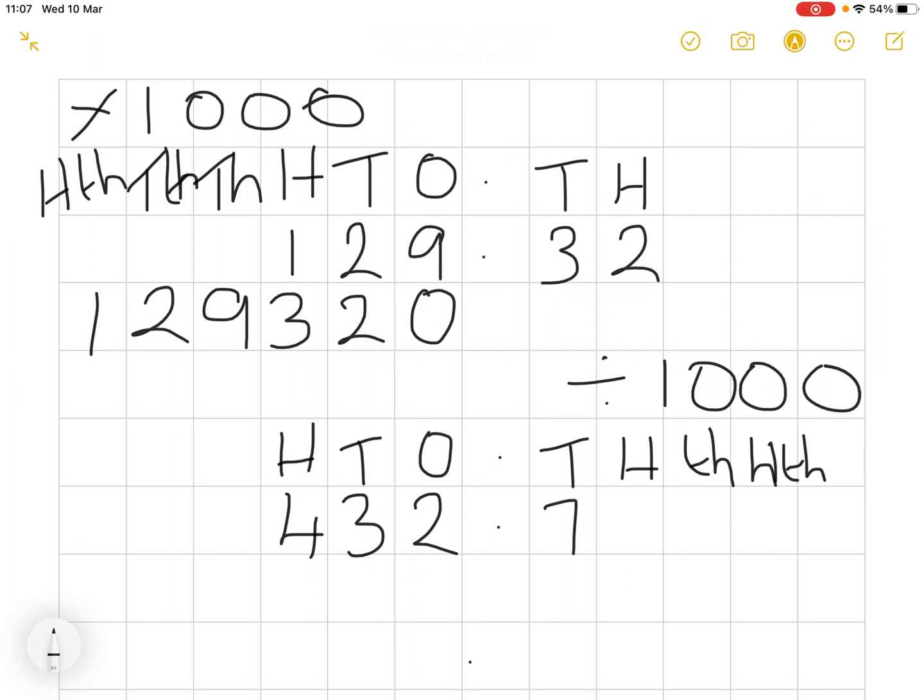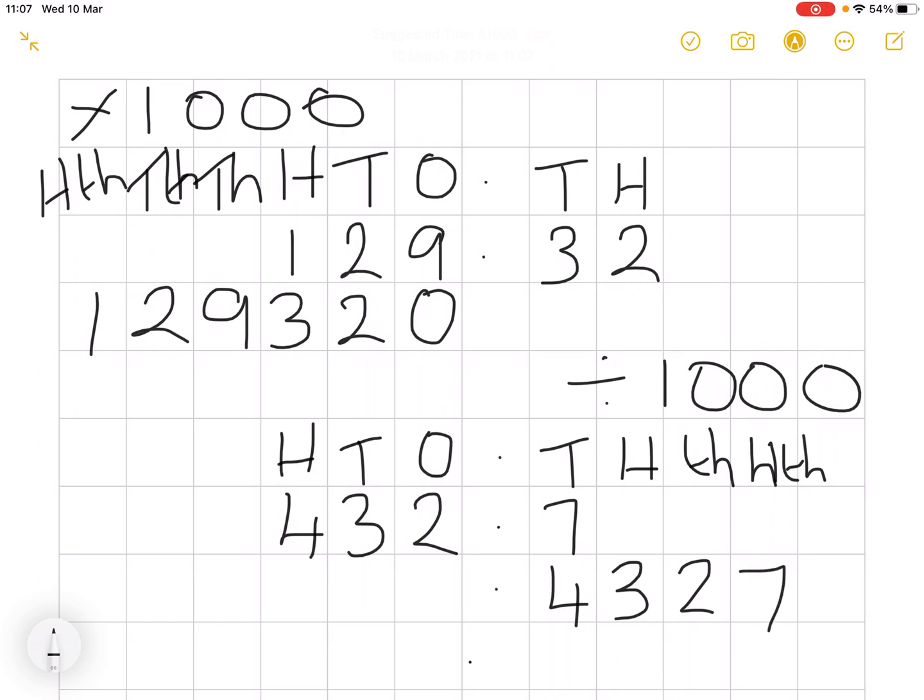So let's start with the 4 that's under the hundreds column and move that 3 places along to the right. So that will go under the tens column. Our 3 that is under the tens column, we're going to move 3 places along and we'll go under the hundredths column. I'm going to move our 2 3 places along, which will go under the thousandths column. I'm going to move our 7 along 3 places, which will go under the hundredths column.